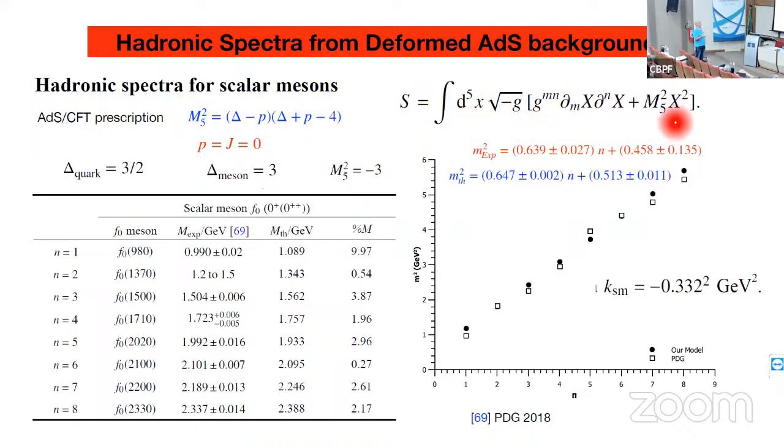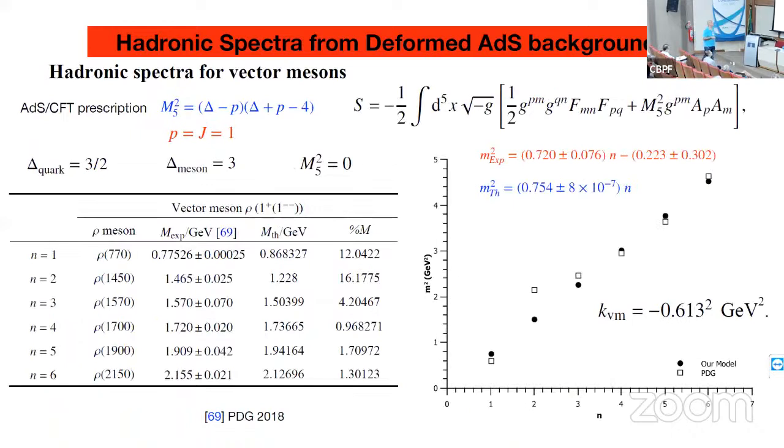Then we consider the same action as for glueballs, a scalar action with this 5-dimensional mass. These are much better results. We have these dots and the squares. The squares come from the PDG. Our model really produces a linear Regge trajectory. These are the comparisons between the masses. We have some good masses. These are the errors in the comparison.